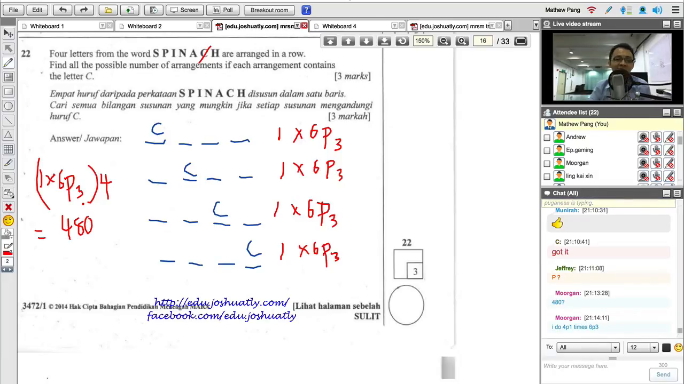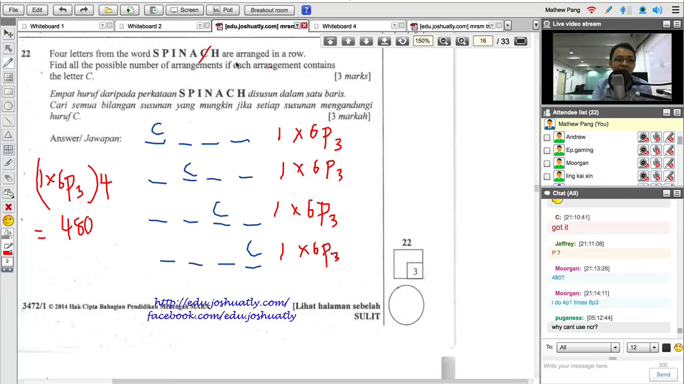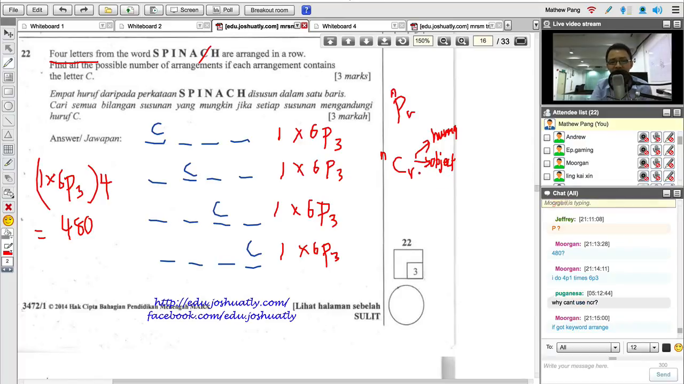Alright, why can't we use nCr? Because this one wants to form the 4 letters. Whenever you see letters and numbers, most of the time we use permutation. When we use C, most of the time it's for humans, or for objects, which can be books, or balls, whatsoever. P, we know, is most of the time used for numbers and letters. But I say most of the time, which means not all the time.